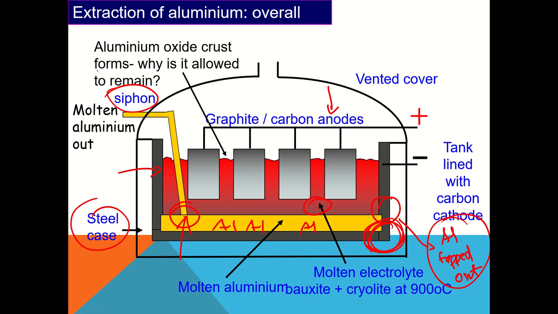Now, what often happens, what does happen, is that at the top of this, where it's slightly cooler, you get an aluminium oxide crust.